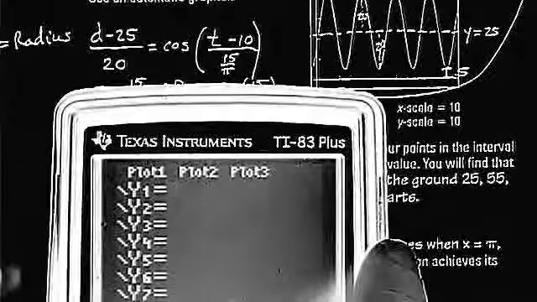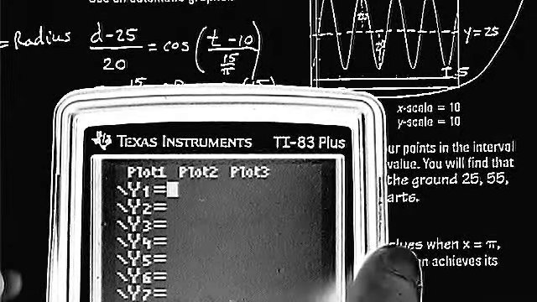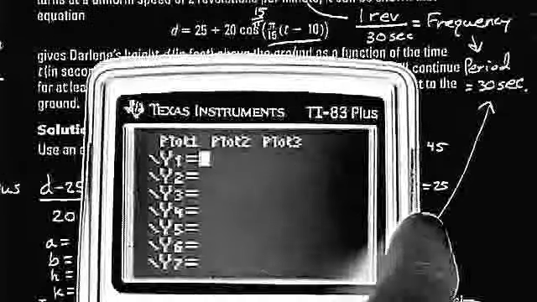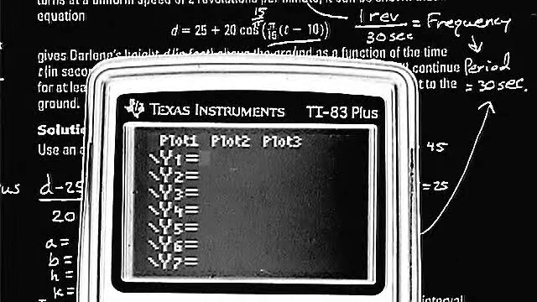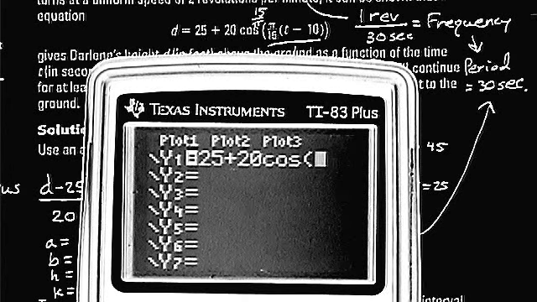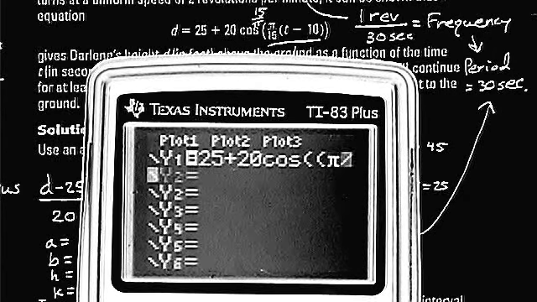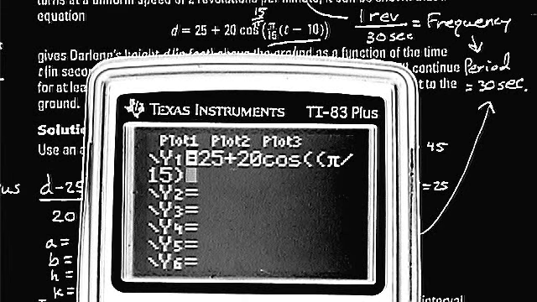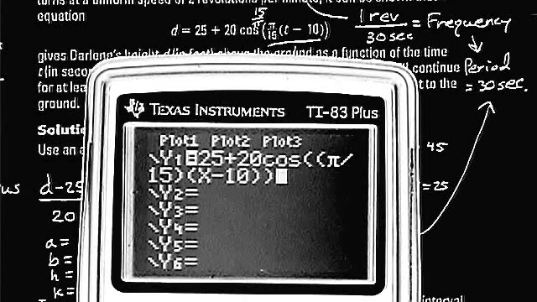Since the graphing calculator is limited, I can't use the fireproof form. I must use the form that they gave it to me in. So 25 plus 20 cosine. And I'm going to use a couple sets of parentheses here. One for pi over 15. And then I'm also going to use another one for x minus 10. Okay, so see if you can get your equation to look like this.